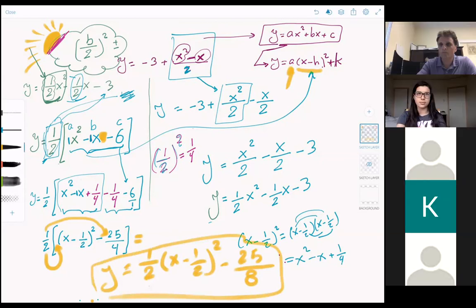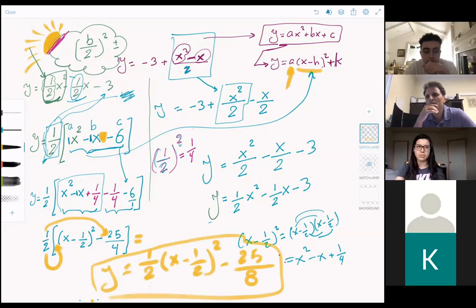How come it wouldn't be minus 5/2 instead of 25/8? Tamir, what you're saying is where did you get 5/2? Yeah, because I got it because 1/2, or actually no. Don't just say 5 over. Don't say. I know what you're thinking.